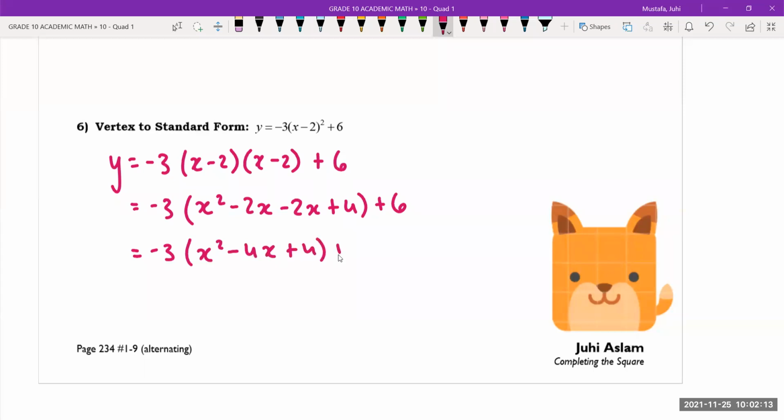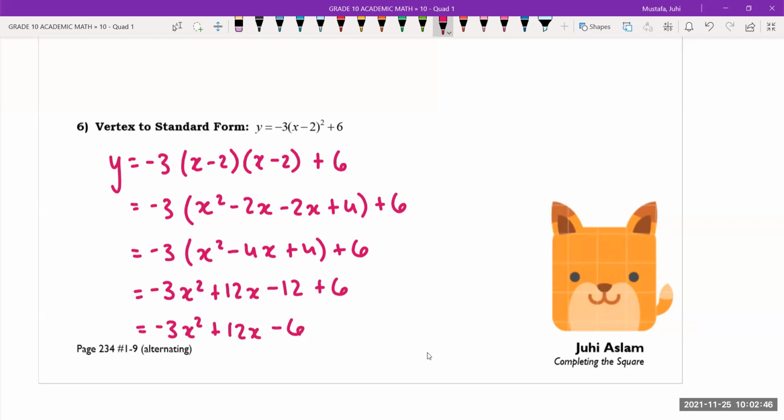So do you guys notice that this doesn't complete the square or anything? It's just algebra, right? Like what we learned back in the day. This now is grade 9 stuff where we're going to distribute the -3. So -3 times x squared is -3x squared. -3 times -4x is +12x. Good. -3 times +4 is -12, plus 6. And then we finish it off with just adding these.